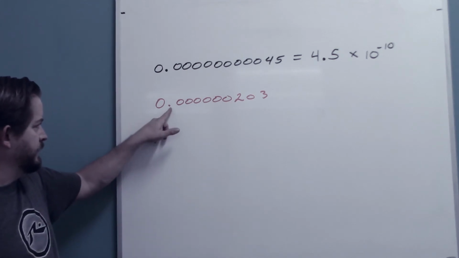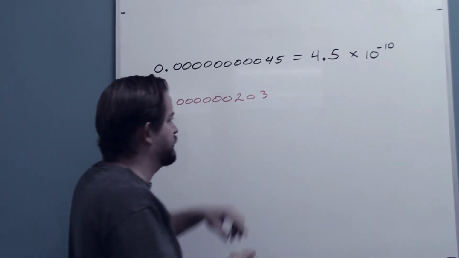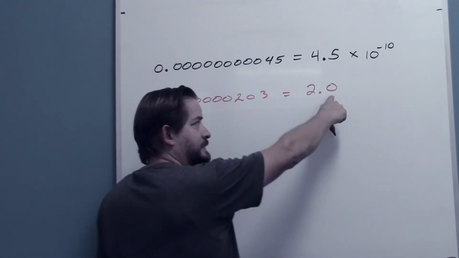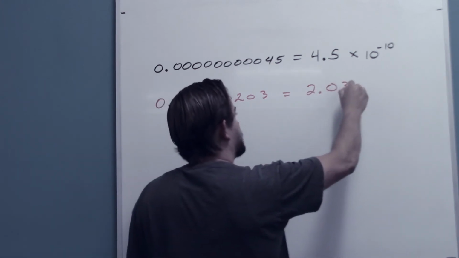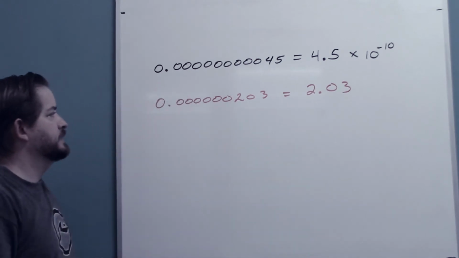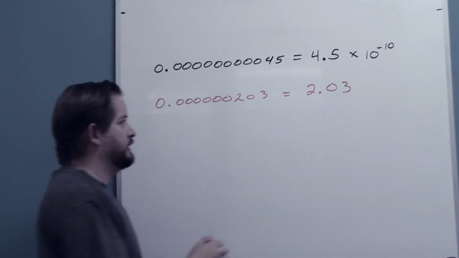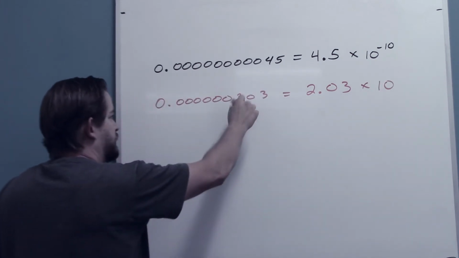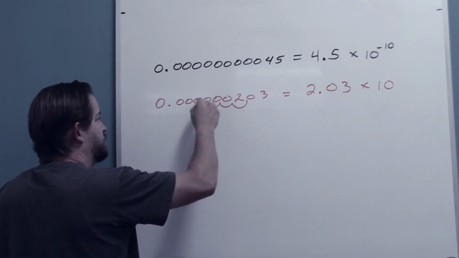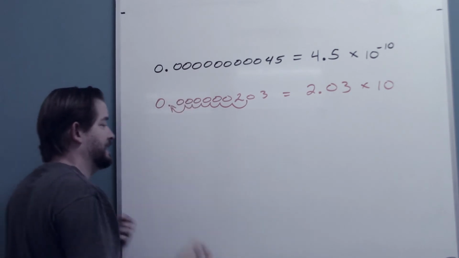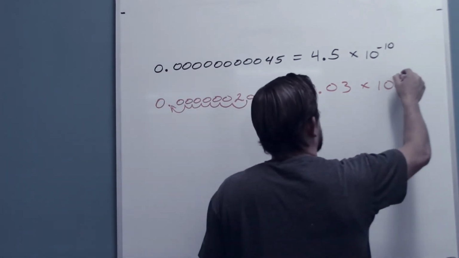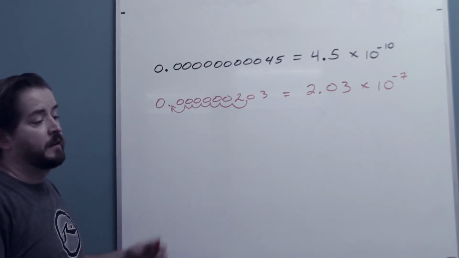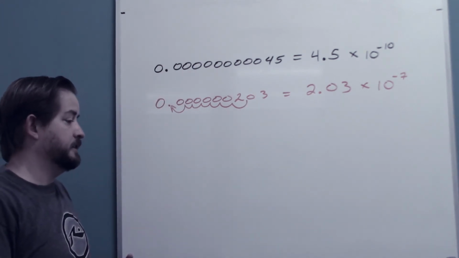This number, once again, that decimal comes to the right of the first non-zero number, so that's 2.0. That 0 is essential, so I need to keep it. 2.03 times 10 to the negative. Well, from here I would have to have gone 1, 2, 3, 4, 5, 6, 7 places to get back to where I started, so that's times 10 to the negative 7. And I have this number in scientific notation.